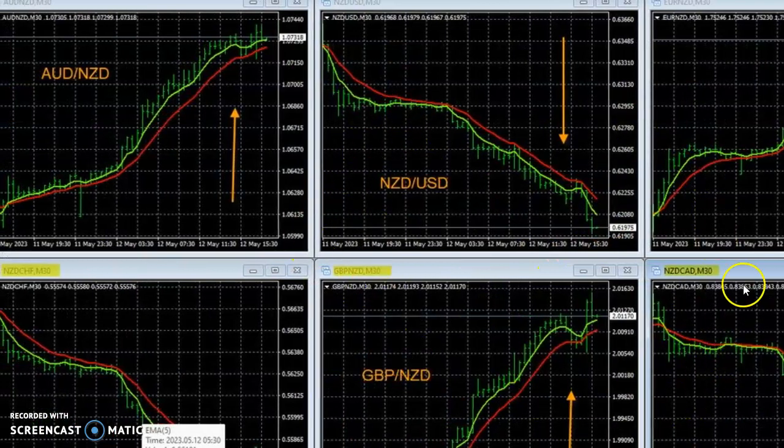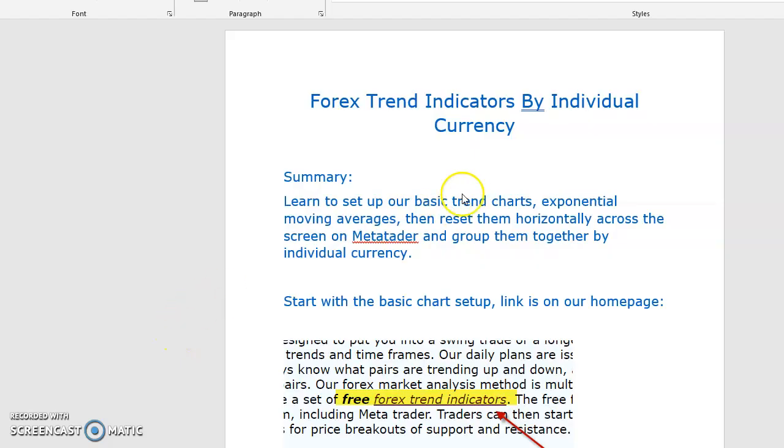We invite everybody to set up the charts different ways, including this way, and make darn sure you understand how to navigate. You can navigate 7 charts at a time across individual currencies on any time frame. So once again, we have the basic chart setup, basic exponential moving averages. Then you can reset them horizontally across the screen on MetaTrader just by clicking and dragging. And then you can also group them together by individual currency, 7 charts at a time.